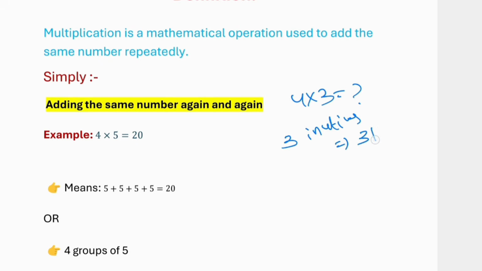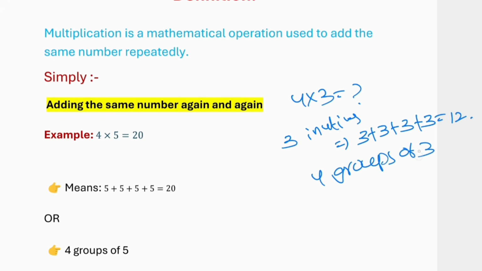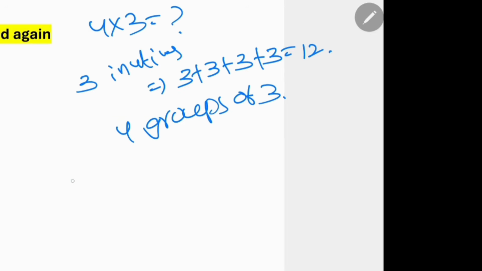That implies 3 plus 3 plus 3 plus 3 is equal to 12. It can also be represented as 4 groups of 3. Another example, 5 into 2 is equal to how much?